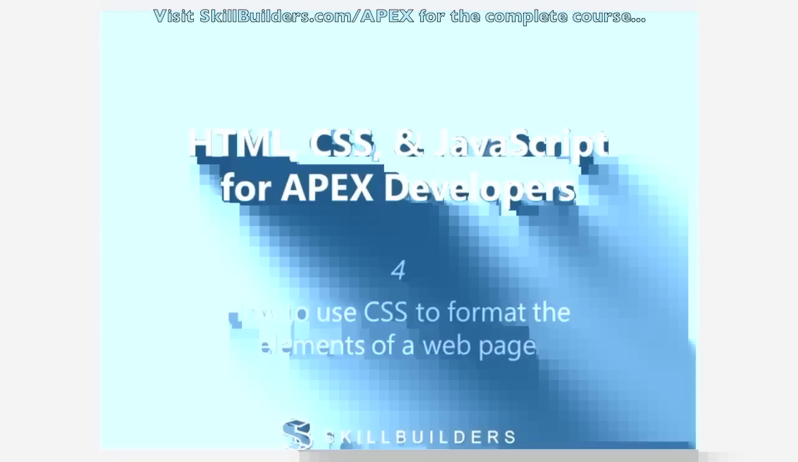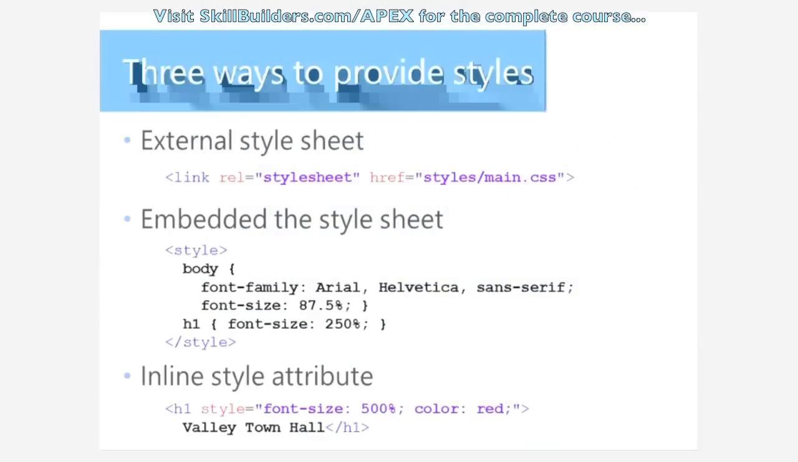Chapter 4, Module 4. This is on using CSS to format elements in a web page, starting on page 121 in the text. And generally, you have three different ways to provide styles for your elements. The most common is using an external style sheet, and that requires the use of the link tag. Rel would be set to style sheet.